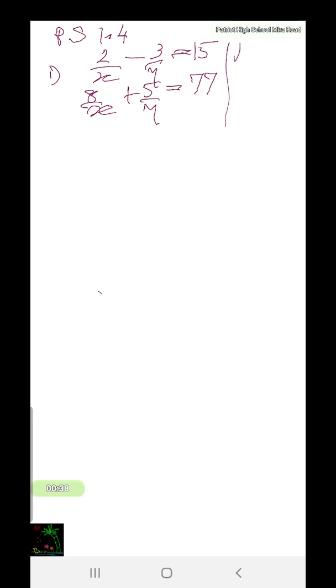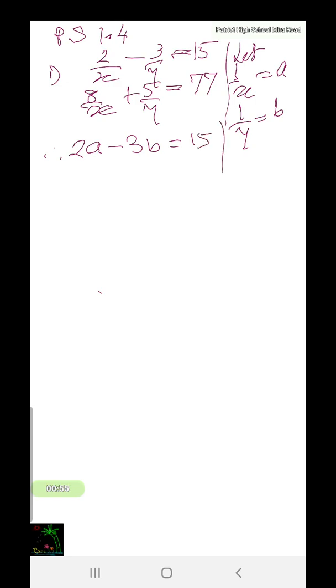So let us assume 1 upon x is equal to a and 1 upon y is equal to b. Therefore we have a new set of equations: 2a minus 3b is equal to 15, and 8a plus 5b is equal to 77. This is our first equation. This is our second equation.